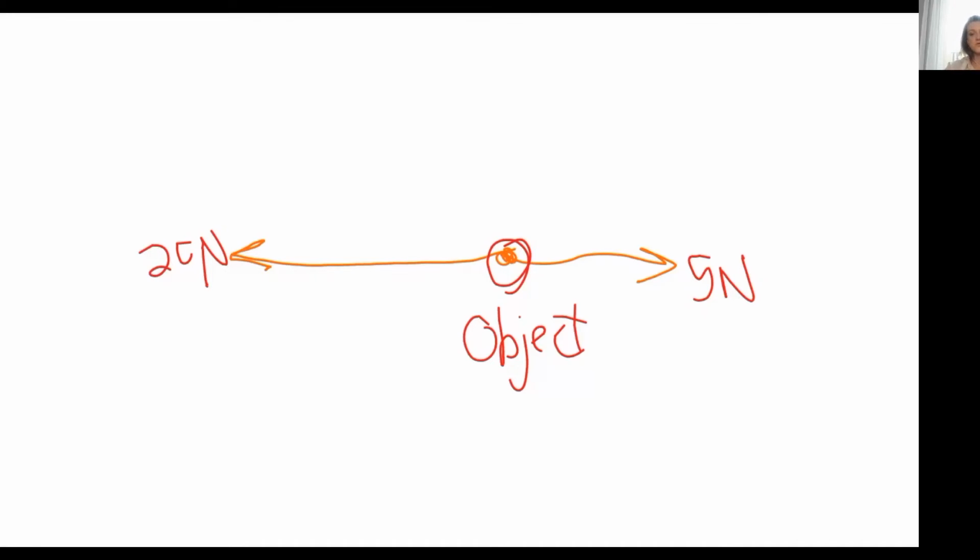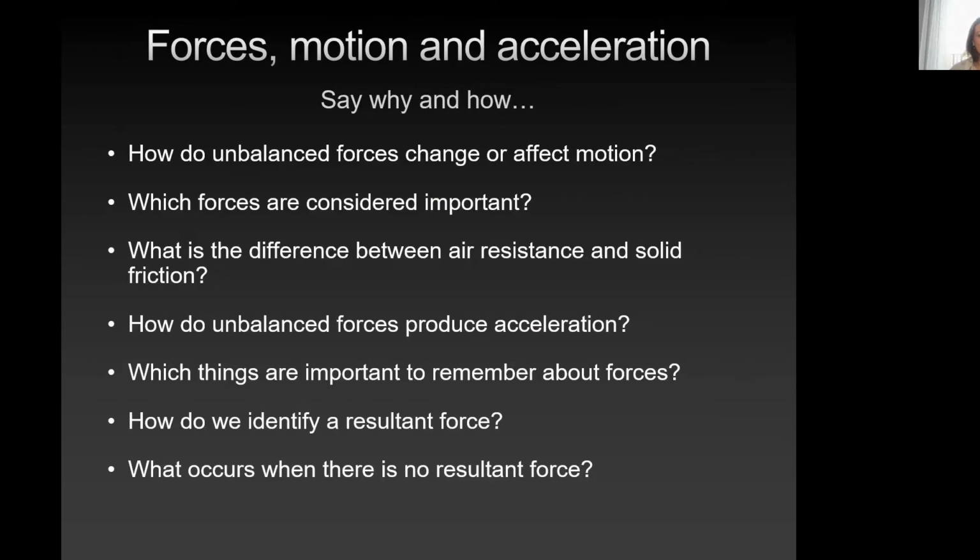Whereas a balanced force will look more like this, where you have the object once again, and you have 5 newtons in one direction and 5 newtons in the other direction, which means that they're equal. The object cannot be split in two, so it is staying in one place. In the next one, which forces are considered important? So we have a list of forces which are important, and these forces will affect the motion of an object. For example, we have friction, we have applied force, we have normal force, we have drag force, and so forth.